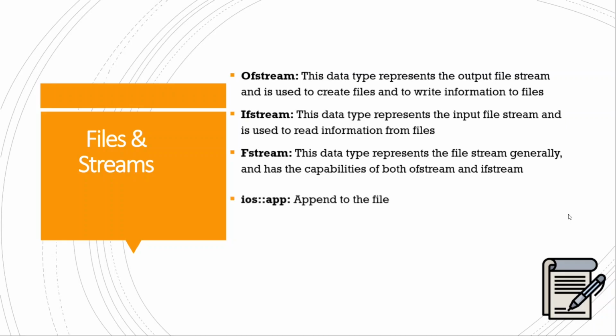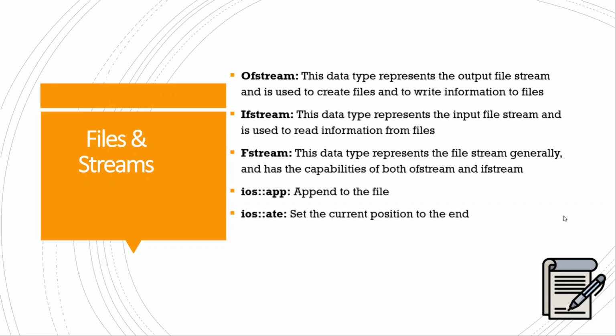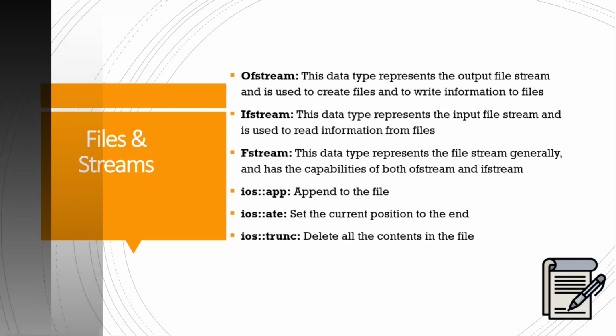fstream represents just the general file stream and it has the capabilities of both ofstream and ifstream. So we have ios and we have our scope resolution operator and app. And app in this case is short for append to the file. Then we have ate, which sets the current position to the end of the file. And then we have trunc, which is short for truncate, and this deletes all the contents in the file.